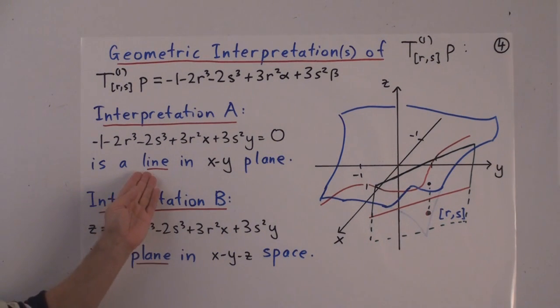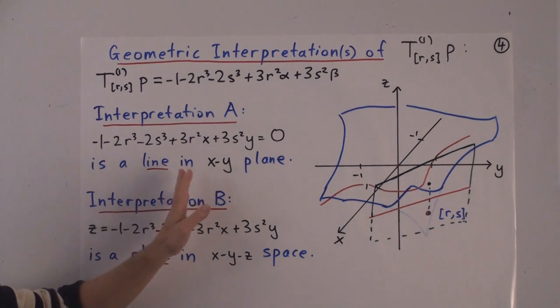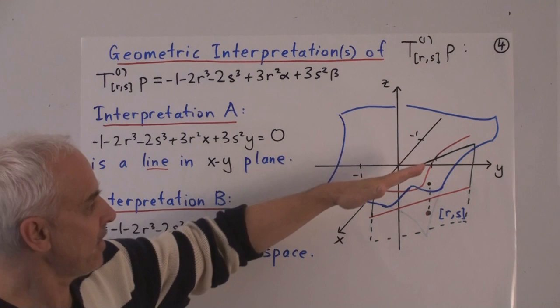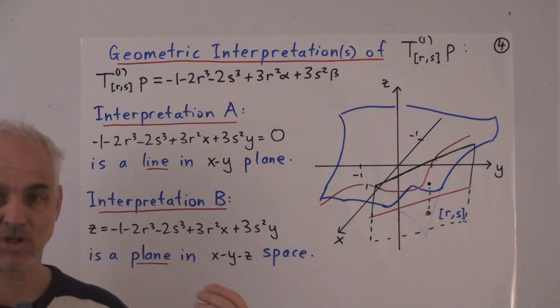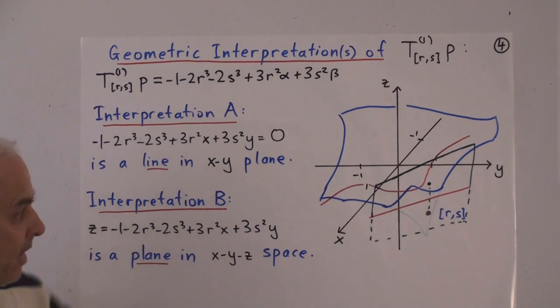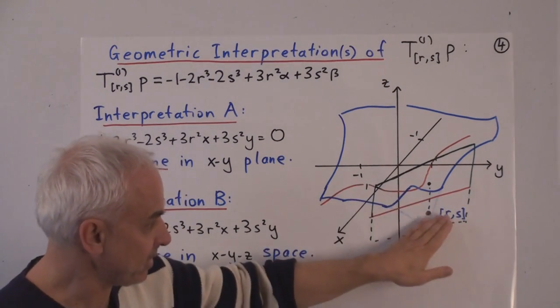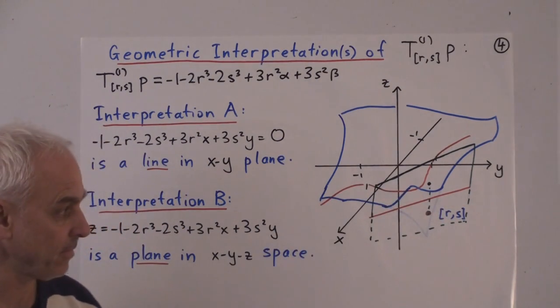One is as a tangent line of some kind in the xy plane. Another is as a tangent plane in xyz space. Let's think about interpretation B first, because that's the one that's going to be more important for us, at least to orient ourselves. We've talked about the surface determined by the original Fermat curve. And now we have a point (r, s) in the xy plane. So it is in the horizontal plane.